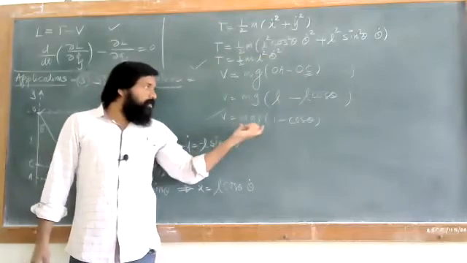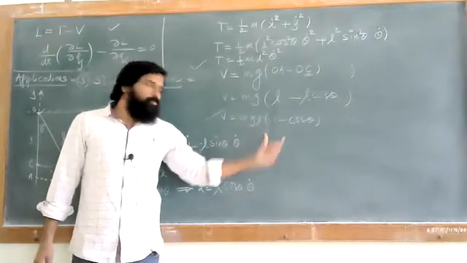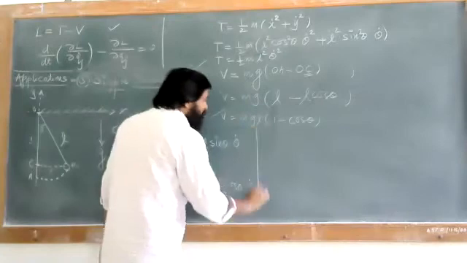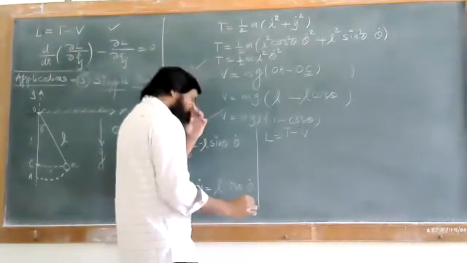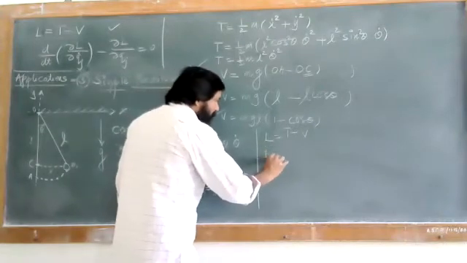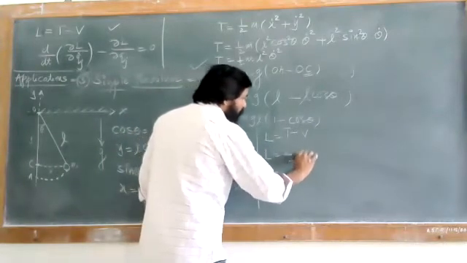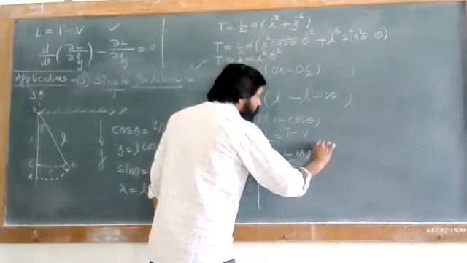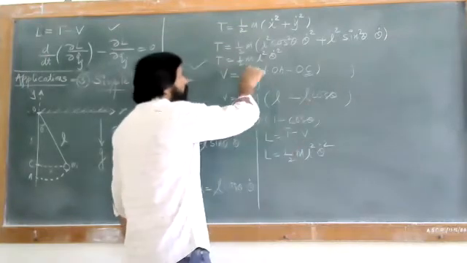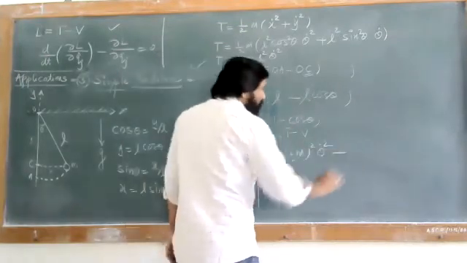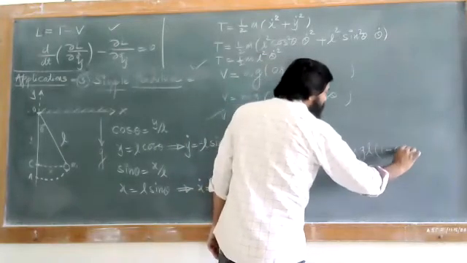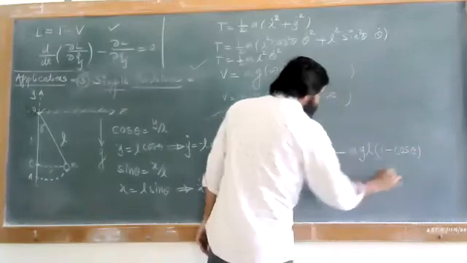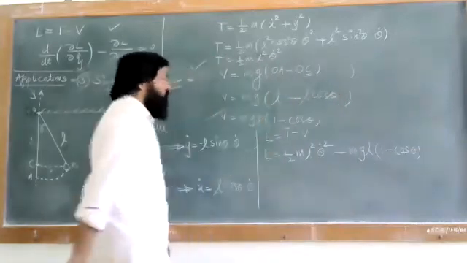This is V is equal to mgL into 1 minus cos of theta. What is the Lagrangian? The Lagrangian is nothing but T minus V. And so you can have the Lagrangian L equal to 1 half m L square theta dot square minus mgL into 1 minus cos theta. So we have finished the half step.